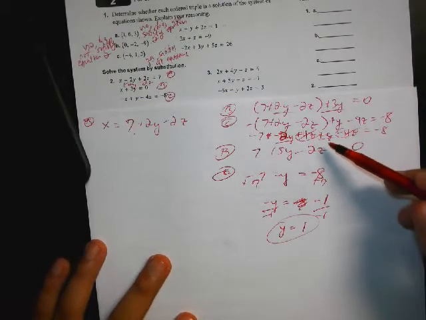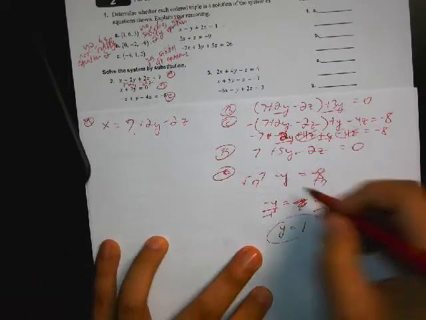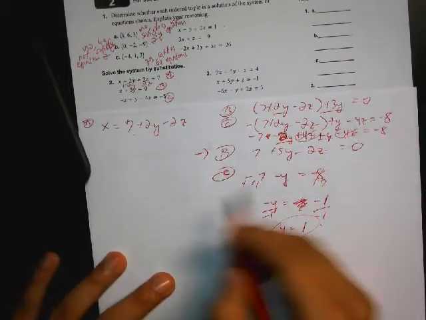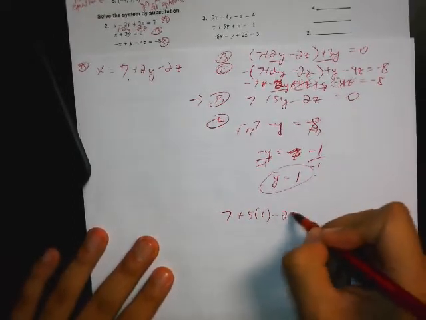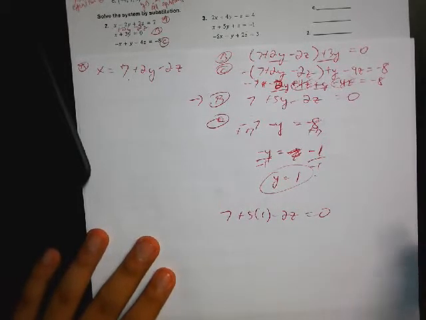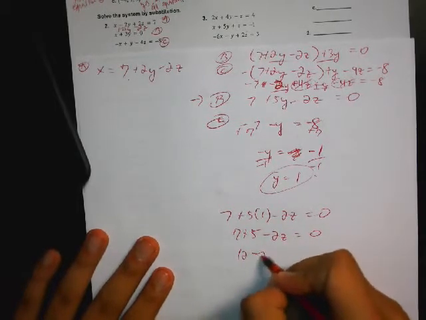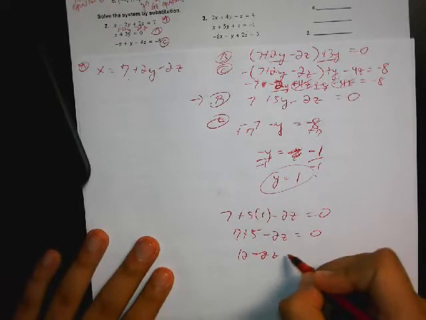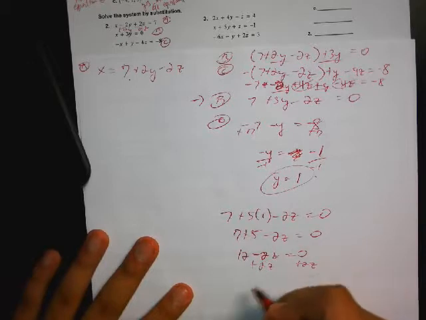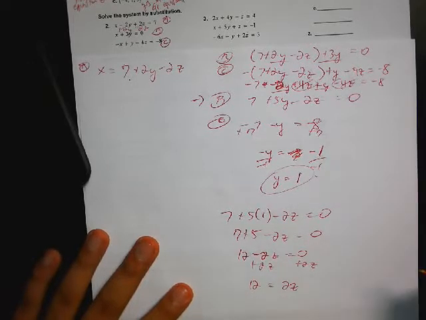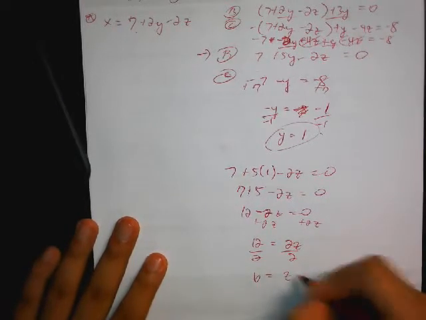I'm going to go ahead and back substitute to get my z, and then again to get my x. So from here, I'm going to go into this equation. 7 plus 5 times 1 minus 2z equals 0. 7 plus 5 minus 2z equals 0. 12 minus 2z equals 0. Add 2z to both sides. And then finally divide by 2. 6 equals z.